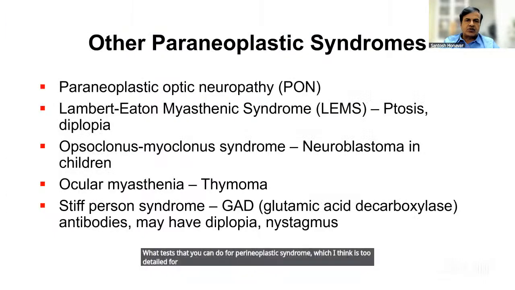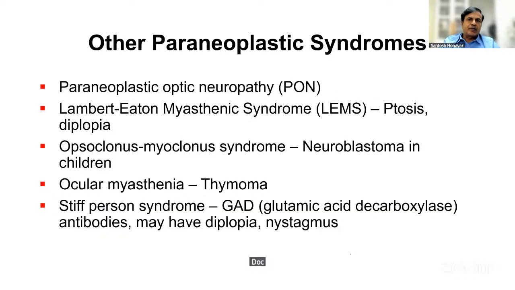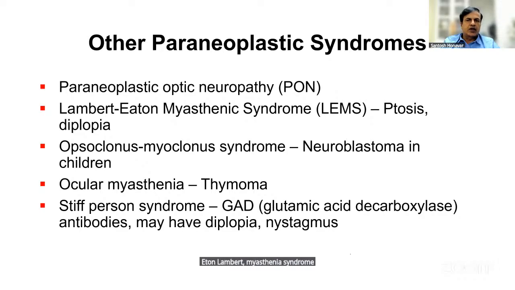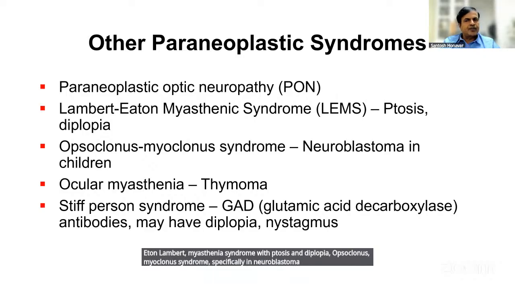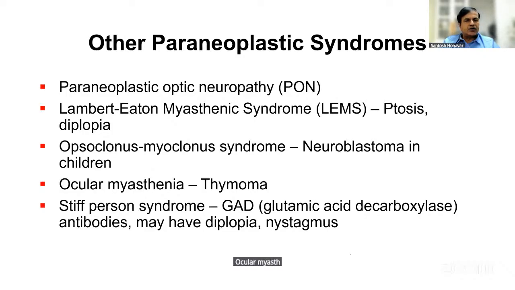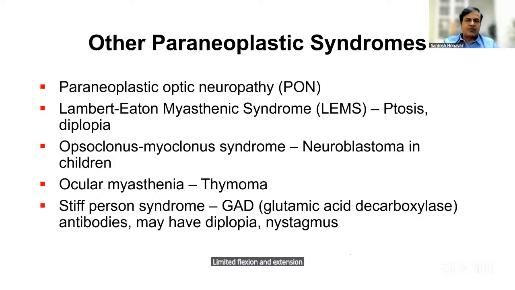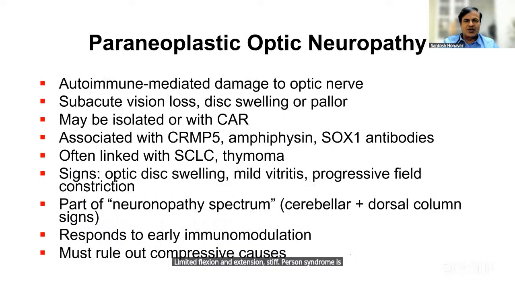There are other paraneoplastic syndromes as well: paraneoplastic optic atrophy, Eaton-Lambert myasthenia syndrome with ptosis and diplopia, opsoclonus myoclonus syndrome, specifically in neuroblastoma in children, ocular myasthenia as a part of thymoma, and stiff person syndrome because of glutamic acid decarboxylase antibodies, which may have diplopia and nystagmus as an ophthalmic feature. Otherwise, the patient has limited flexion and extension. Stiff person syndrome is a known disease.